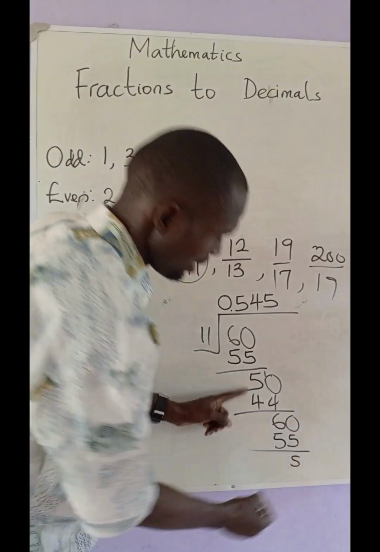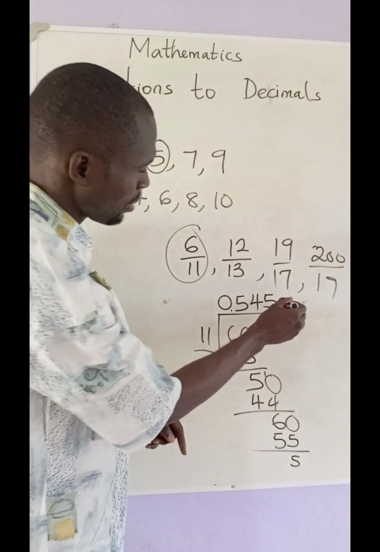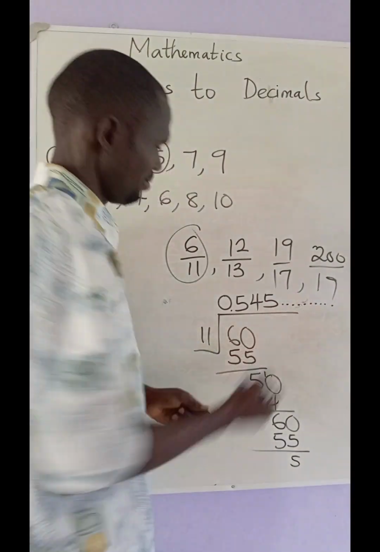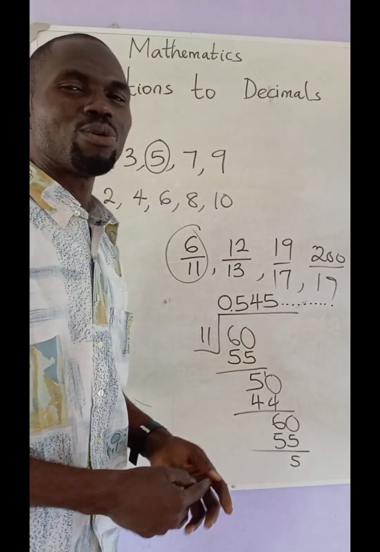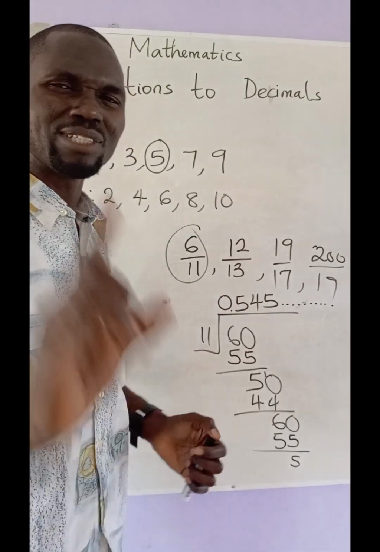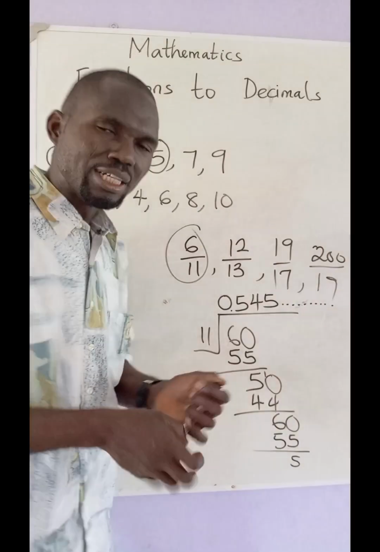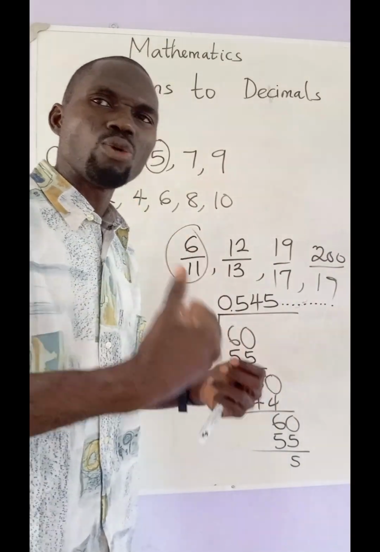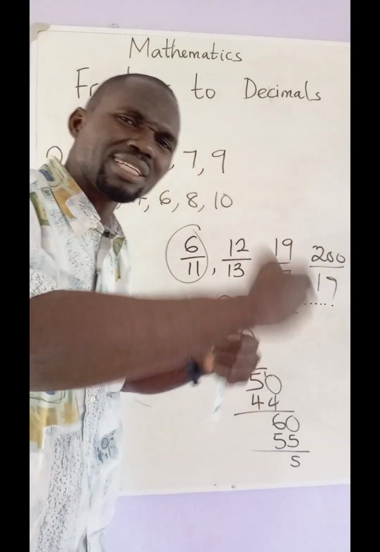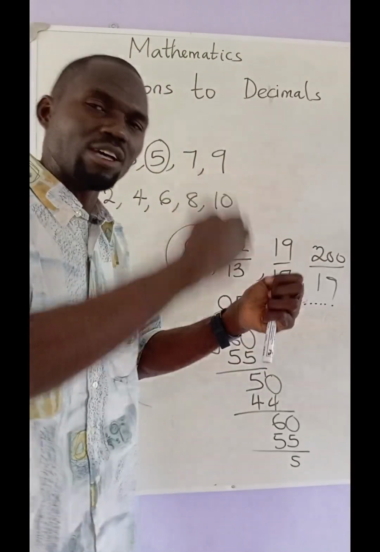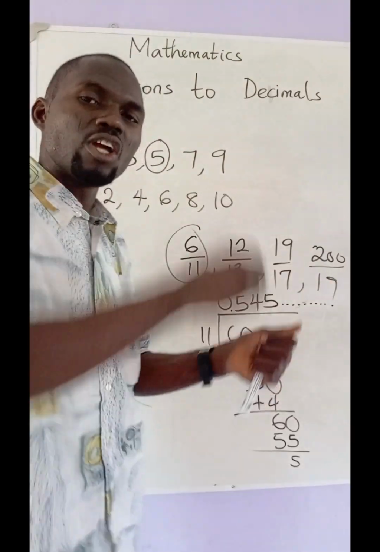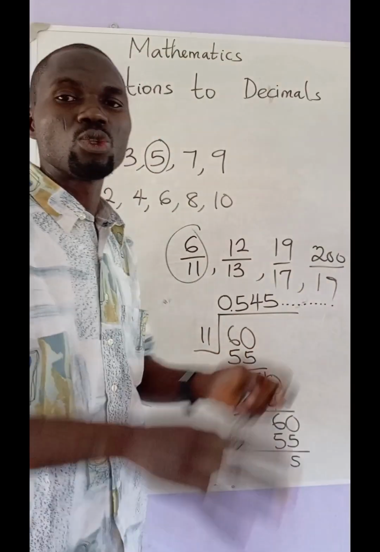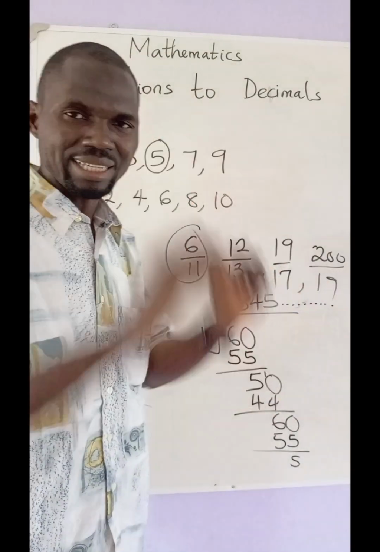Isn't it? At the end of the day, this thing will keep on repeating itself like this. That's to tell you that the answer will be what? Recurring decimal. Please, there's something we call recurring decimal. A recurring decimal is a decimal where you see some numbers keep repeating themselves, like 0.33333, 0.444444, 0.77777. Those ones are recurring decimals.